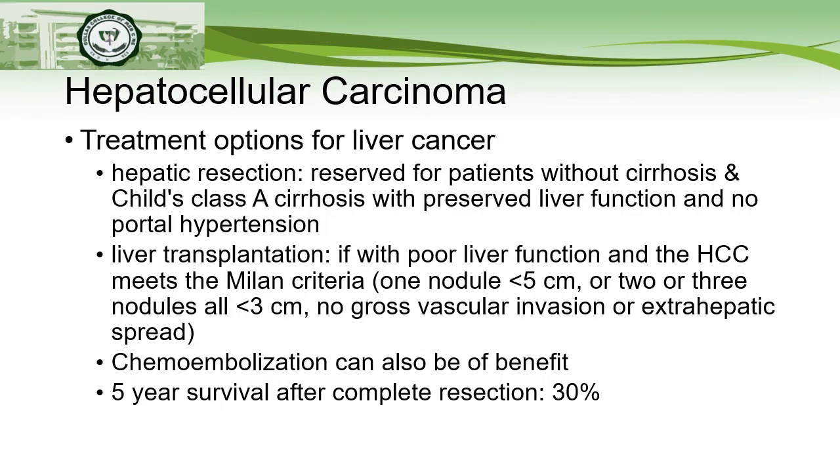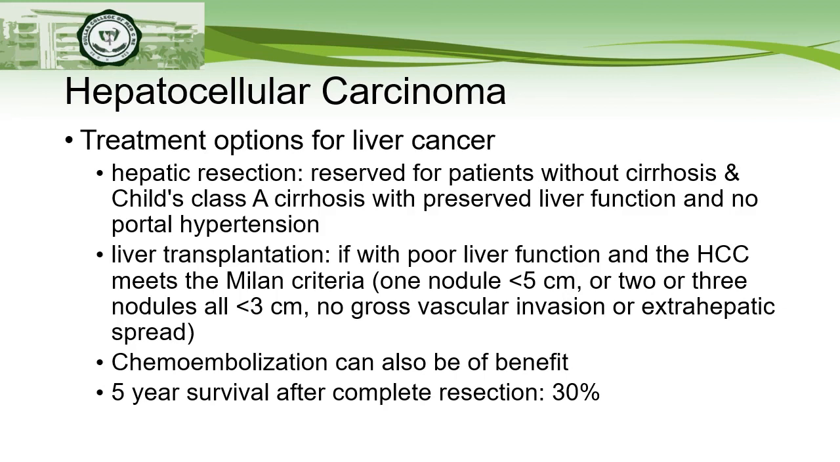The treatment of hepatocellular carcinoma is a bit complex and is best managed by a multidisciplinary liver transplant team. For patients without cirrhosis who develop this cancer, resection is actually the treatment of choice. For people who have cirrhosis but of Child-Pugh class A, resection is still considered.